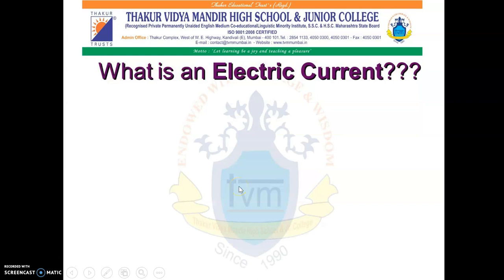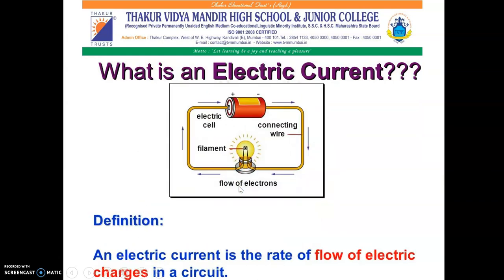What is an electric current? An electric current is the rate of flow of electric charges in a circuit. As shown in the picture, bulb with the help of the connecting wire is connected to the two terminals of a cell. So, there is a flow of electron from the negative terminal to the positive terminal, which results in an electric current, and the rate of the flow of electric charges in the circuit is nothing but the electric current.